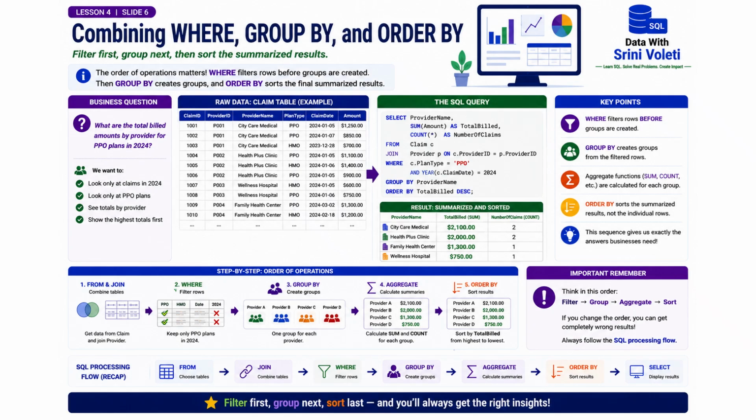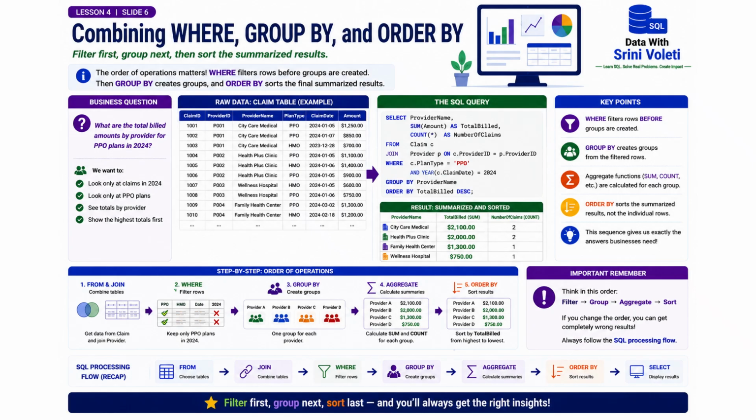The where clause filters the rows. In our example, SQL removes every claim that is not a PPO plan. It also removes every claim that is not from the year 2024. Now we are left with only the rows we actually care about.